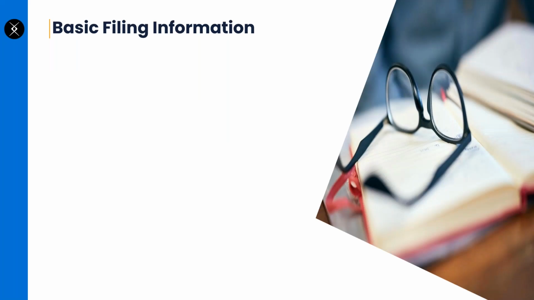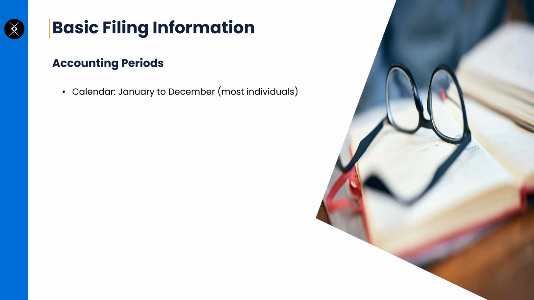So what we're moving on into, now that we covered the different types of entity returns we can do in the business product, we're going to go over the basic filing information for these returns. And in the accounting, we're going to start off with the accounting periods. Calendar, which is January to December for most individuals. The fiscal is another type, where it's any continuous 12-month period other than a calendar year. So some fiscal years may start and end differently from a corporation's fiscal year.